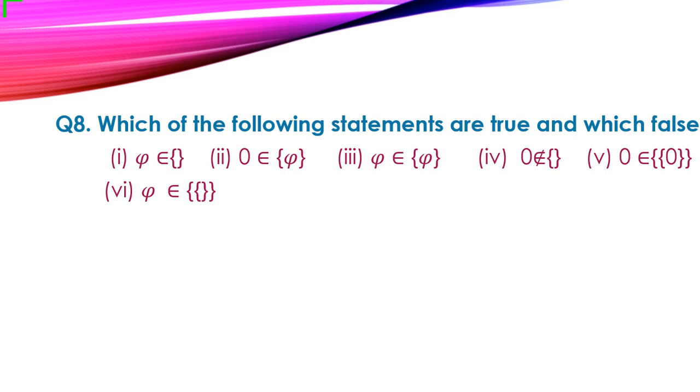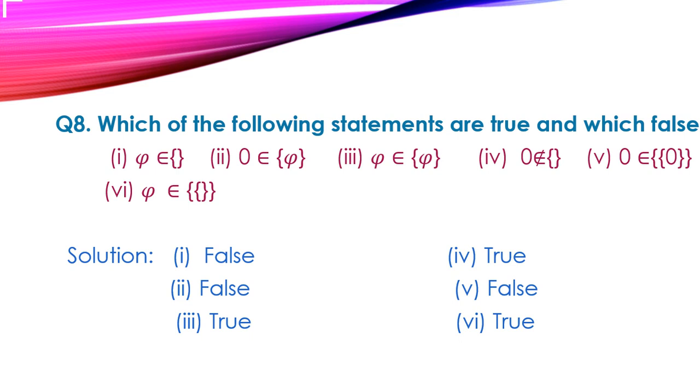First, phi belongs to the empty set. Now is it true? The answer will be false. Why so? Because the empty set itself is represented by phi, so phi cannot be there in the empty set. The empty set itself is phi. So this statement is completely false.